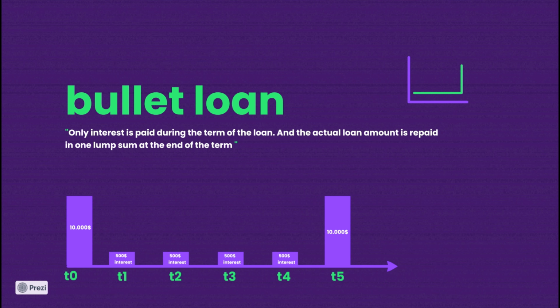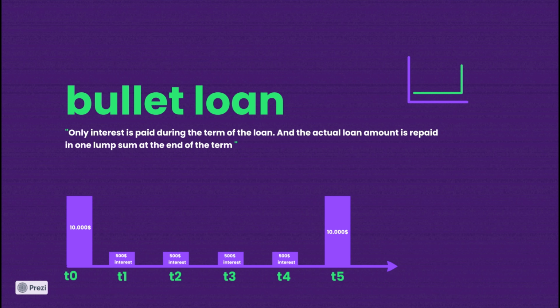Let's consider an example. You take out a bullet loan of $10,000 with a term of 5 years and an interest rate of 5%. This means you only pay the interest each month, amounting to $500 per year. However, at the end of the 5 years, you'll need to repay the entire loan amount in one go.